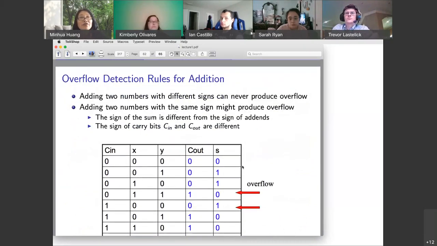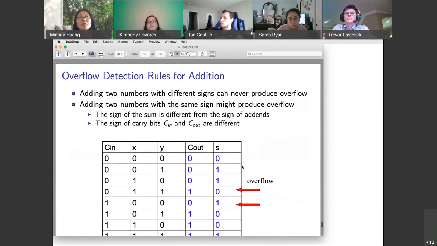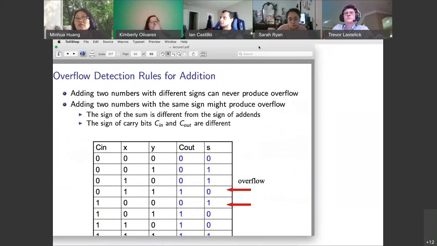Okay, so the overflow detection rules for addition. First, adding two numbers with different signs can never produce overflow. Think about it: you do the addition with two numbers that have different signs. By this addition, the number will definitely get smaller than whichever number we were given. So in this case, there's definitely no overflow.